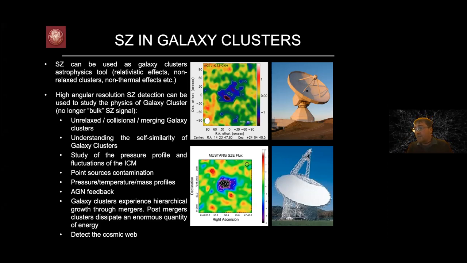Another important point is that when galaxy clusters merge with each other, they dissipate an enormous quantity of energy, and this can be seen through the pressure, because the Sunyaev-Zeldovich effect samples the pressure of the electrons in galaxy clusters. In addition, even in pre-merging clusters, we could try to detect the cosmic web. The cosmic web is the structure that we think is present in our universe, at the nodes of which galaxy clusters are seated.